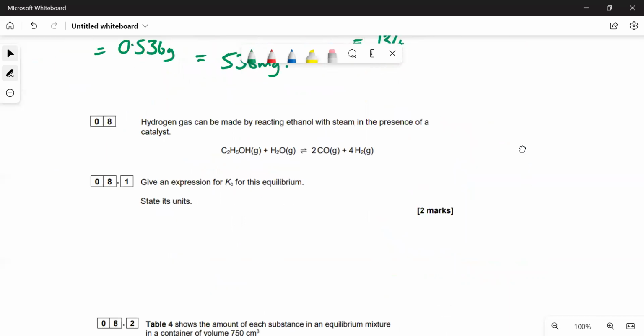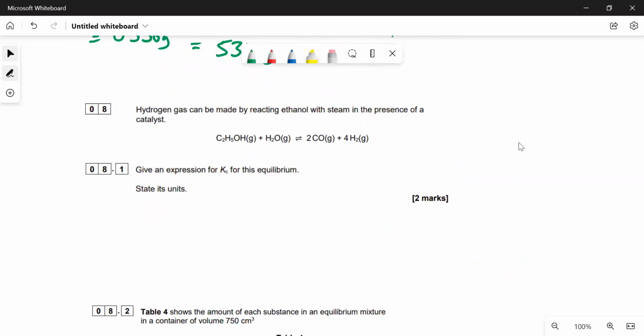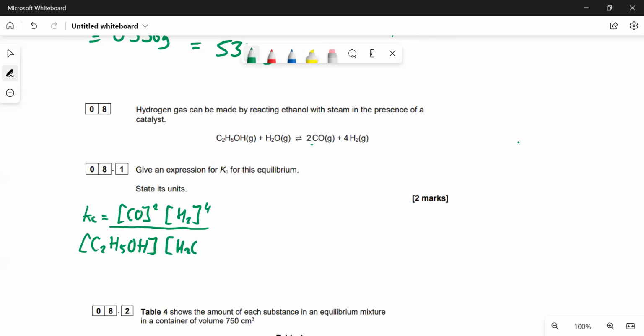Okay, here's an equilibrium question. Hydrogen can be made by reacting ethanol with steam. Give an expression for Kc. So we put the products on the top. So Kc is going to be the concentration of carbon monoxide squared multiplied by the concentration of hydrogen to the power of 4, divided by the concentration of ethanol multiplied by the concentration of water, both to the power of 1.